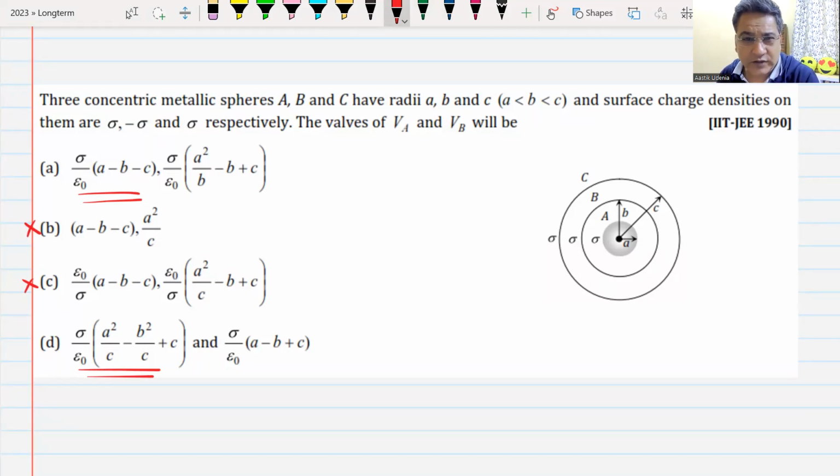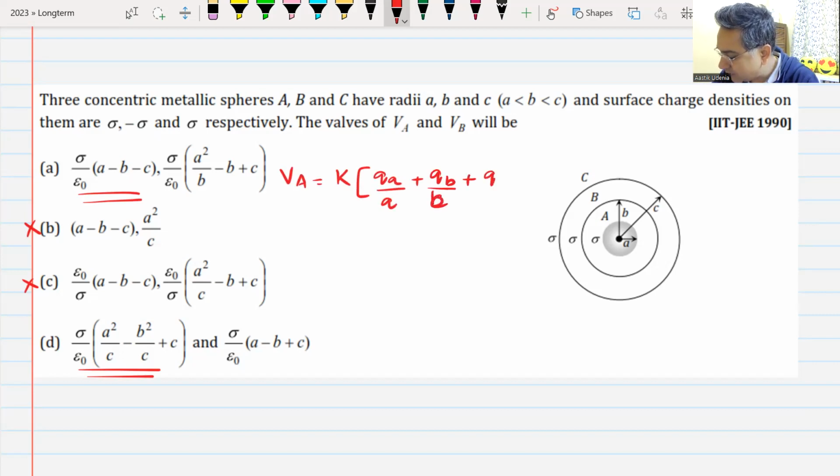You have to solve the question quickly. You just get the potential of point A. How do you get the potential of point A? It is K into QA by a plus QB by b plus QC by c. Yes or no? Yes, sir. You just have to find the value of QA. QA will be equal to sigma into 4 pi a square. Yes or no? Yes, sir.